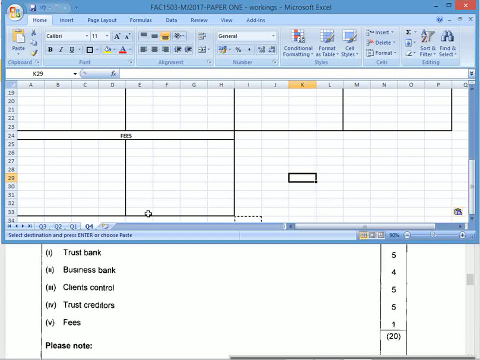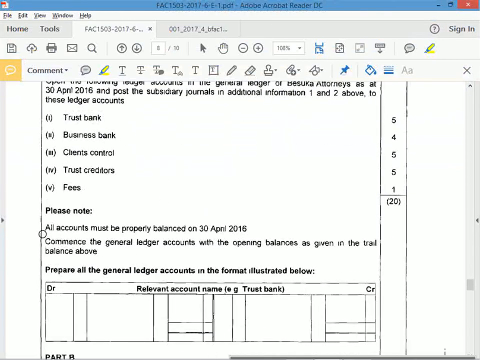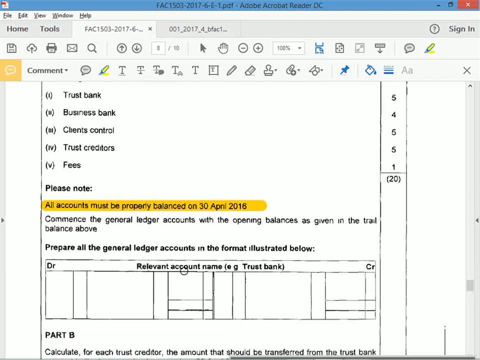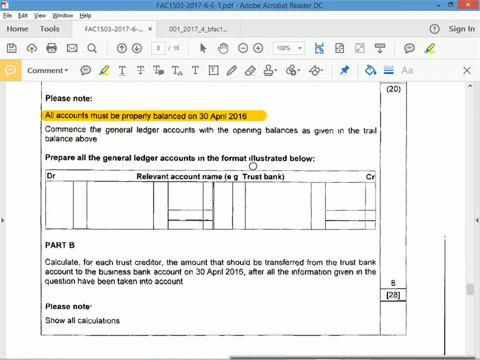5 separate T accounts. Please note, all accounts must be properly balanced. Commence the general ledger accounts with the opening balances given in the trial balance above. Prepare all the accounts in the format illustrated below. See, they've given you formats. Okay, so dates, details, amount.